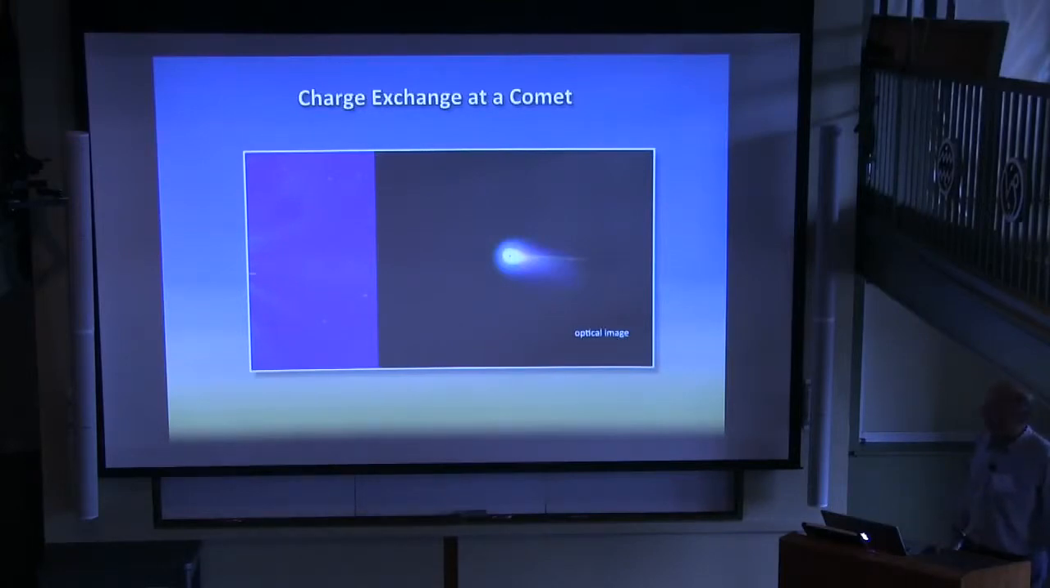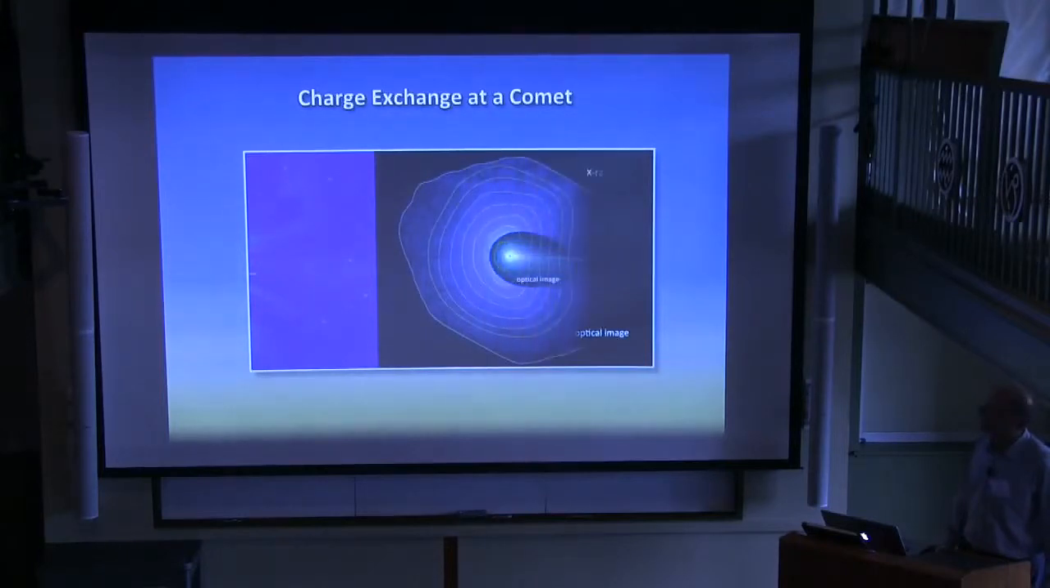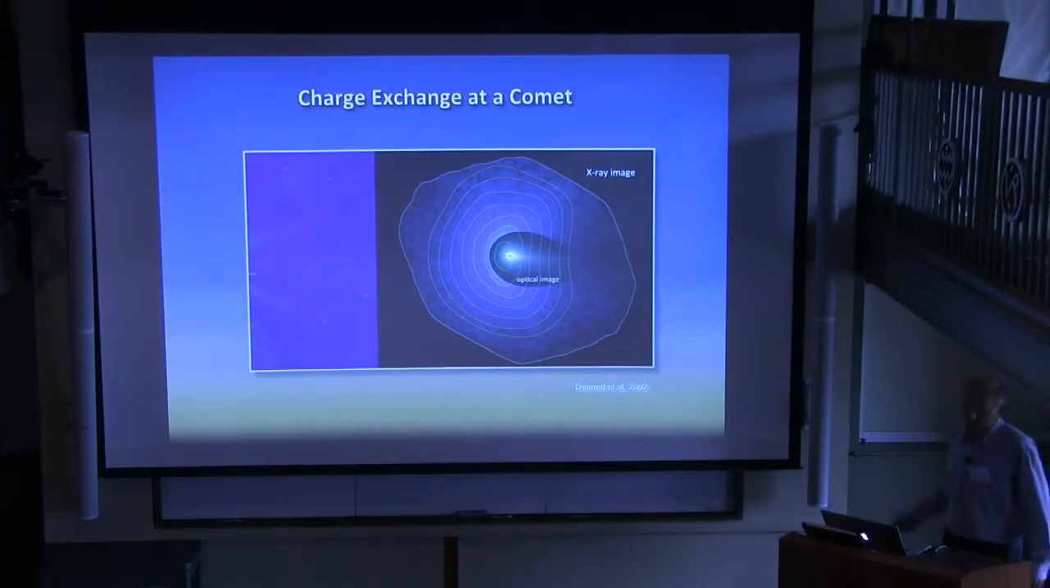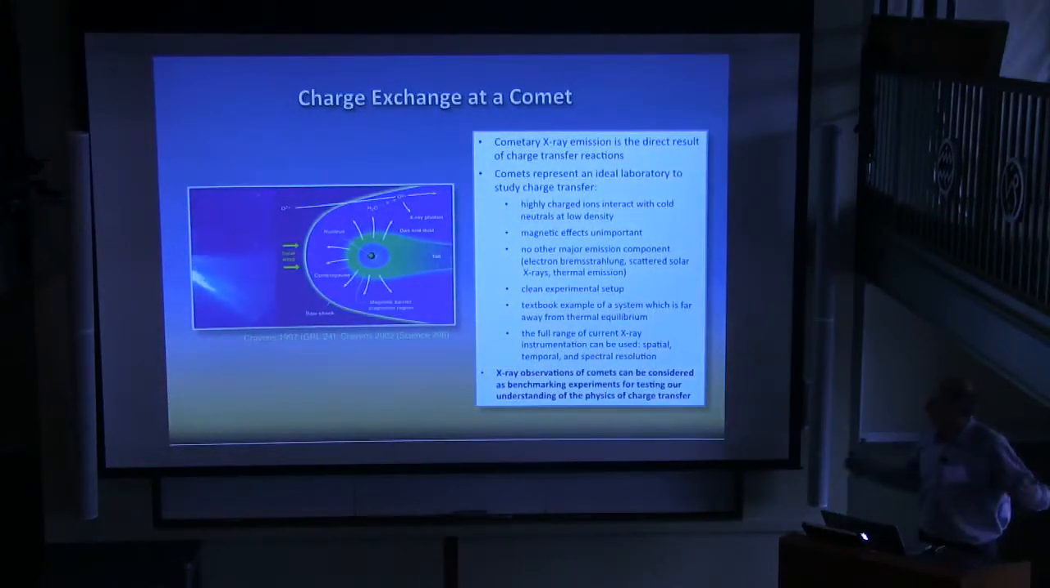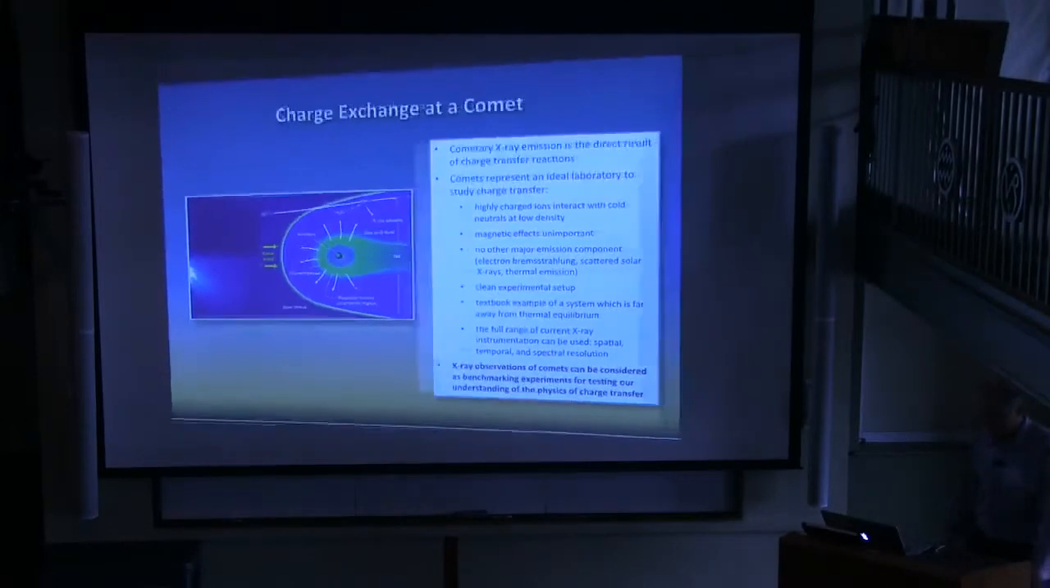And one very wonderful property of charge exchange is this very high cross-section, and this is nicely illustrated in this comparison of an optical image. And now comes the X-ray image superimposed, and you see how much farther out you can trace the X-ray emission. This is an XMM Newton image. So, as I've said already, comets are very rewarding targets, and in short, I think they can be considered as benchmarking experiments for testing our understanding of the physics of charge exchange. So having said this, now let's go to the problems and challenges.